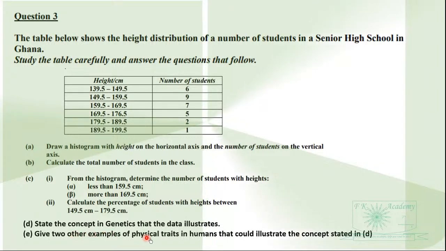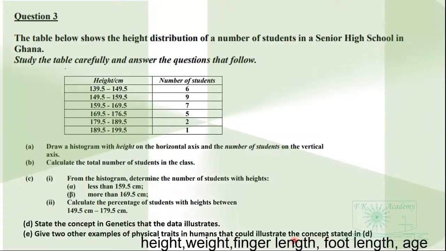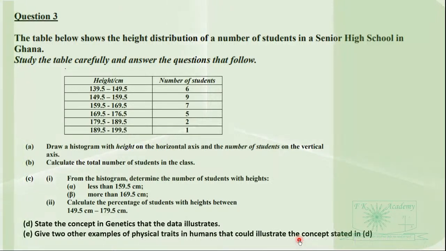Then we have to give 2 other examples of physical traits in humans that could illustrate the concept stated. So we have traits such as the length of our foot. Age is also a continuous variation. Then we can also talk about weight, among others. So all these are examples of traits that are continuous variation.